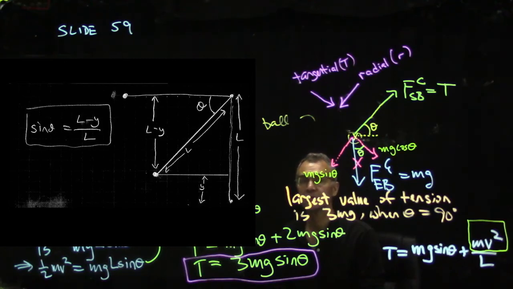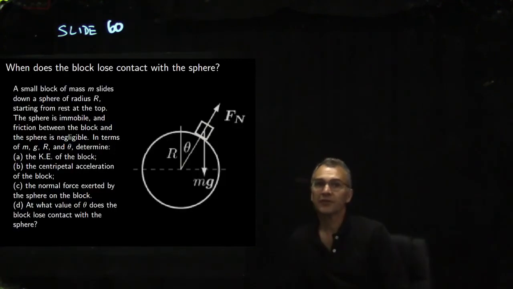Although I used a different variable, I said L minus y instead of just saying h. Here's a classic Physics 150 problem. This problem is considered a real challenge by Physics 150 students.